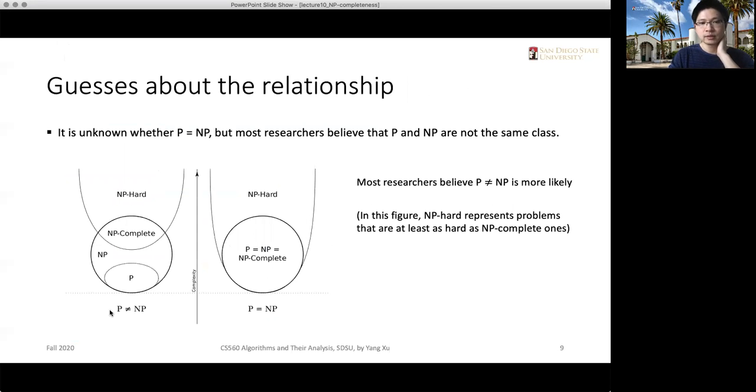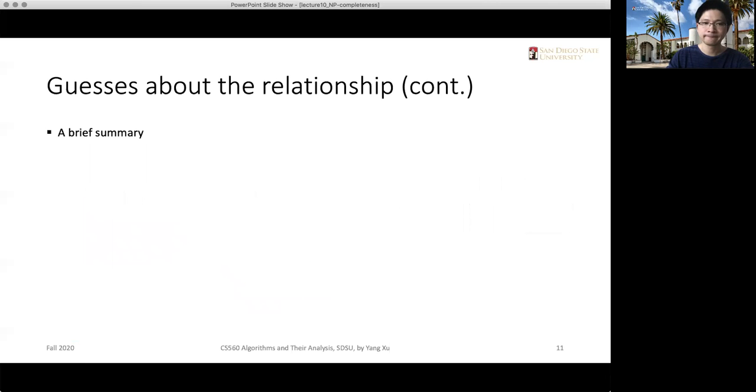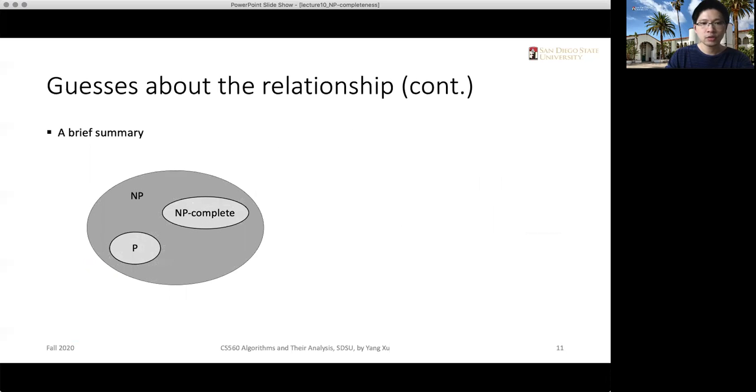Right. So P shouldn't be totally equal to NP, and that's the most common belief. Okay. So if we want to summarize the problem, then I would think one figure like this would be enough. So both the P and the NP-complete problems are wholly contained by NP problems. Okay.